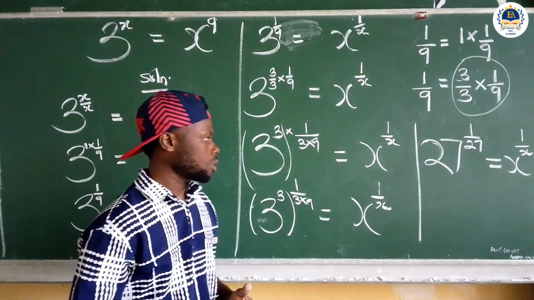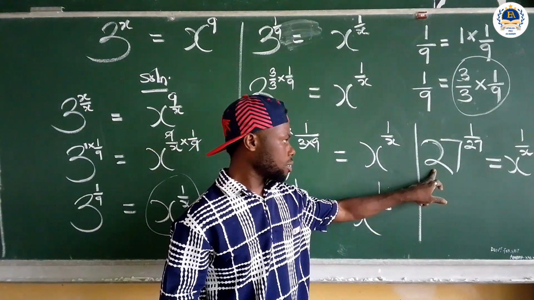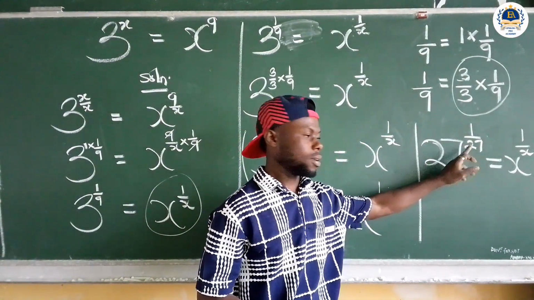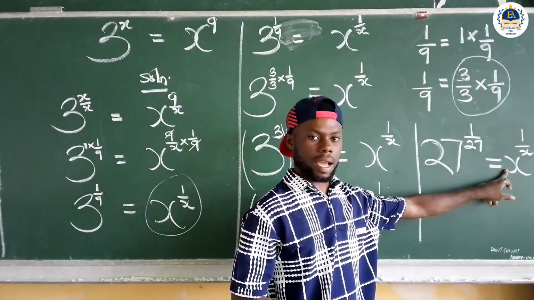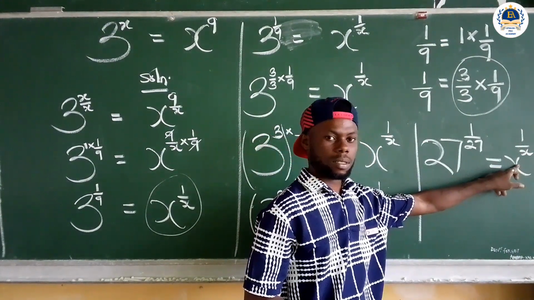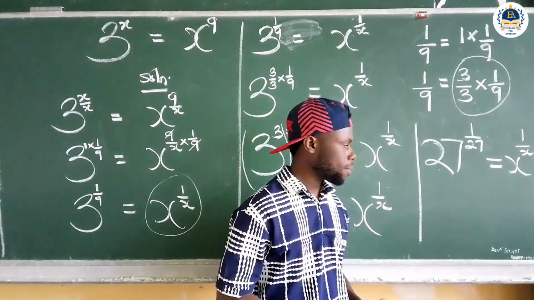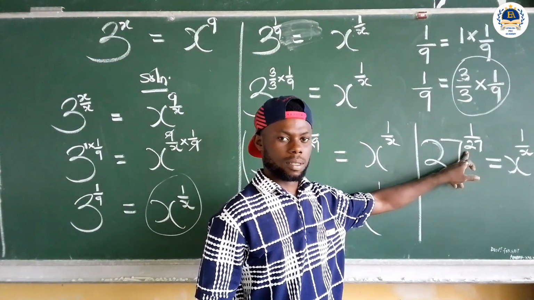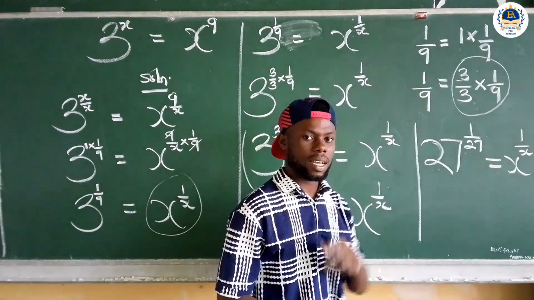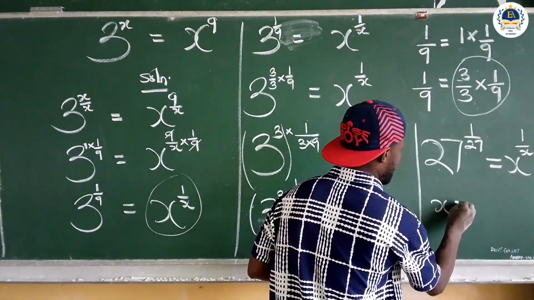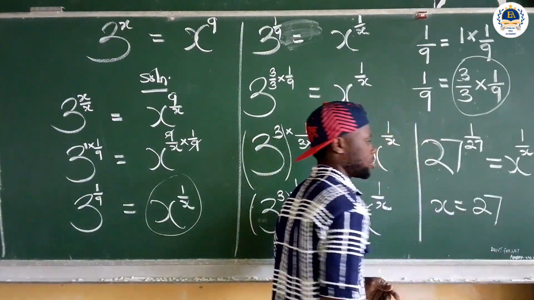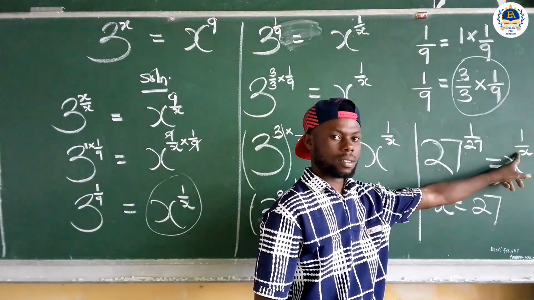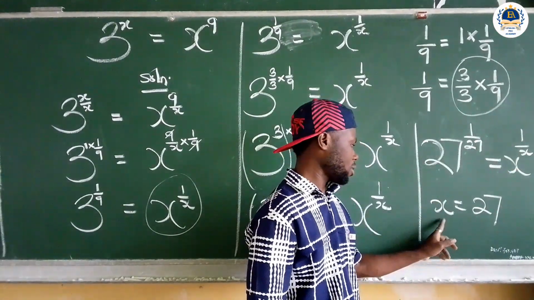By comparison, we observe that the base is 27 raised to the power of 1 over 27. And over here, the base is x raised to the power of 1 over x. Because the two sides of the equation are the same, that is, the base and the denominator of the index are the same, we can simply say that x is now equal to 27. Therefore, x is equal to 27.